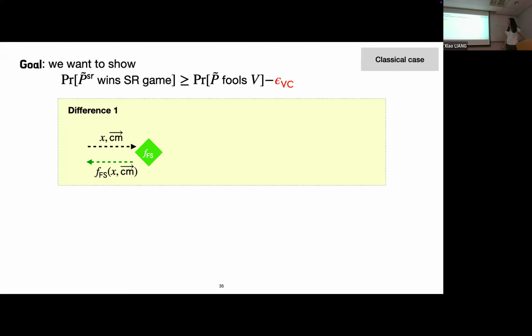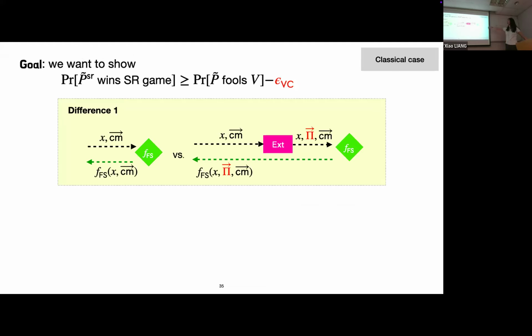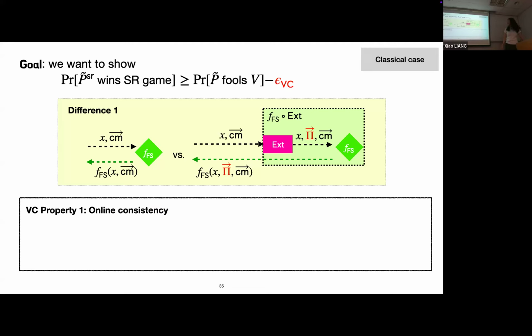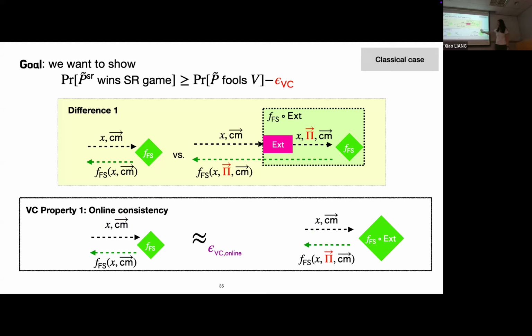And the first difference is in how you answer the FS queries. Actually, you can view extract and FS as one oracle. So to the adversary, it's just querying an oracle to get the FS query. And the first property, which we call online consistency, says that an adversary can't distinguish whether its FS queries are answered either without extract or with extract.